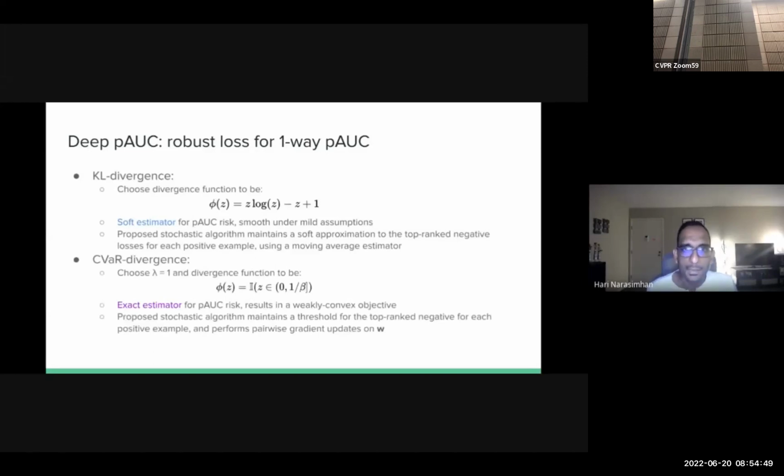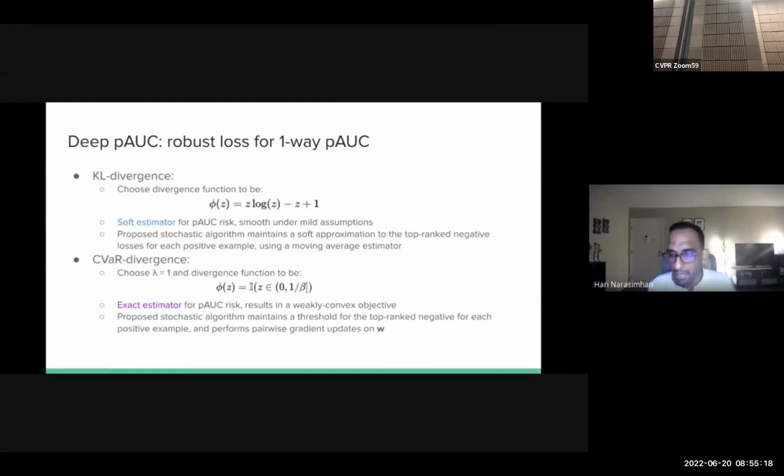When the divergence function happens to be the CVaR divergence, which is the conditional value at risk divergence, it turns out that you get back an exact estimate for the partial AUC risk. In this case, they show that the objective is weakly convex in the model parameters and propose a stochastic algorithm for optimizing this weakly convex objective.